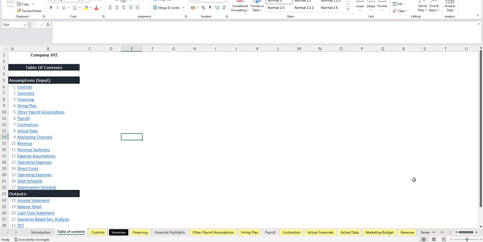Okay, so starting with, a lot of people ask me, oh, why do I need a full-blown financial model where I'm early stage? All I need is just a list of expenses, maybe some revenue projections, and that's it. Well, of course, you can go with something like that.